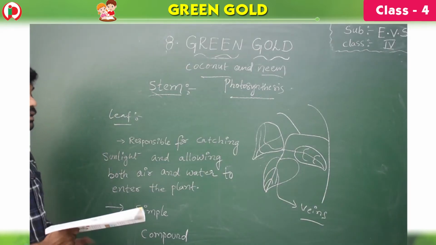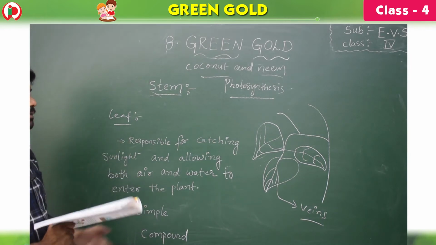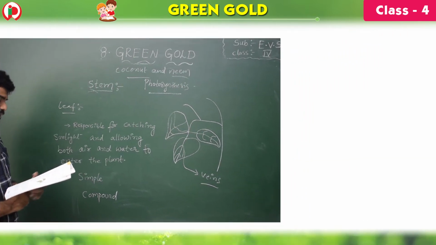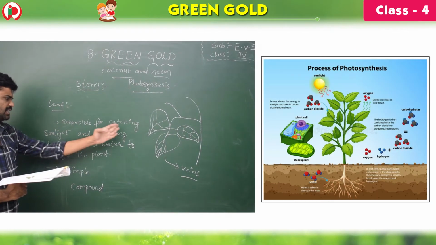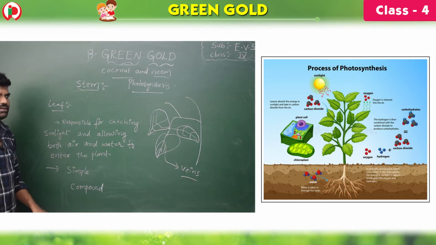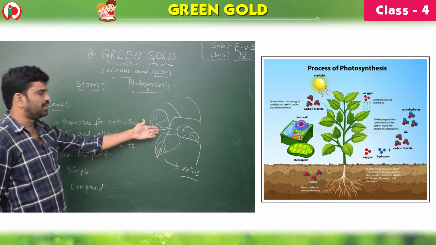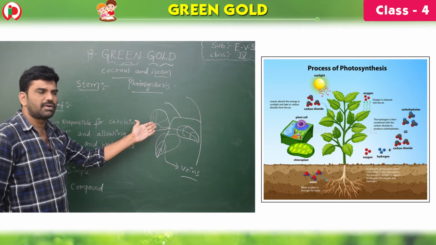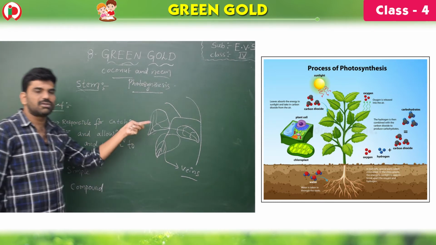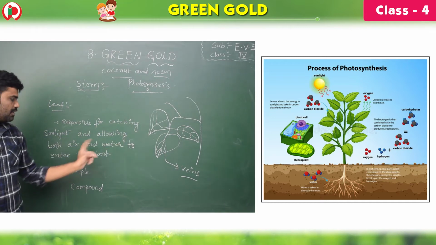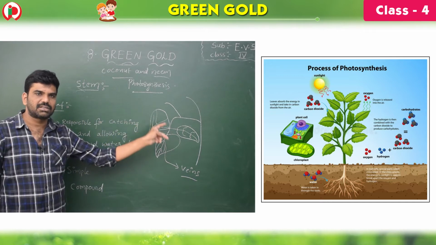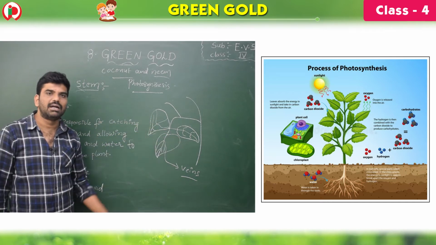Children, now let's see the very important part of the plant where the food is prepared. The leaf is responsible for catching sunlight and allowing both air and water to enter the plant. Yes, children, here see the leaf. It traps the sunlight, it catches the sunlight, and it also allows air and water to enter the plant. So air, water and sunlight enter the plant through the leaf.